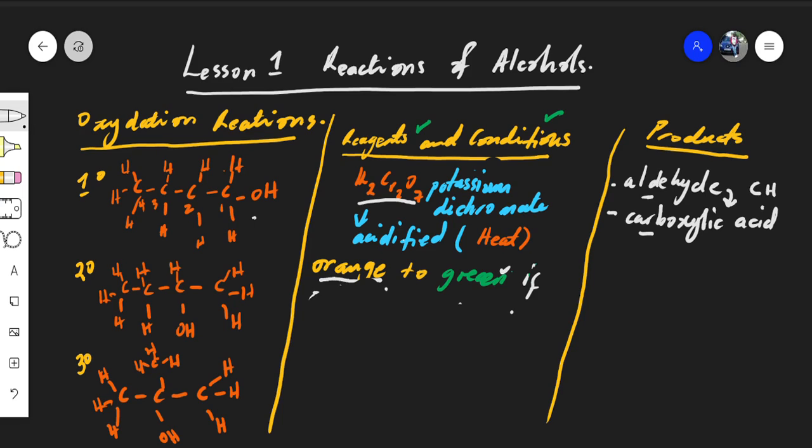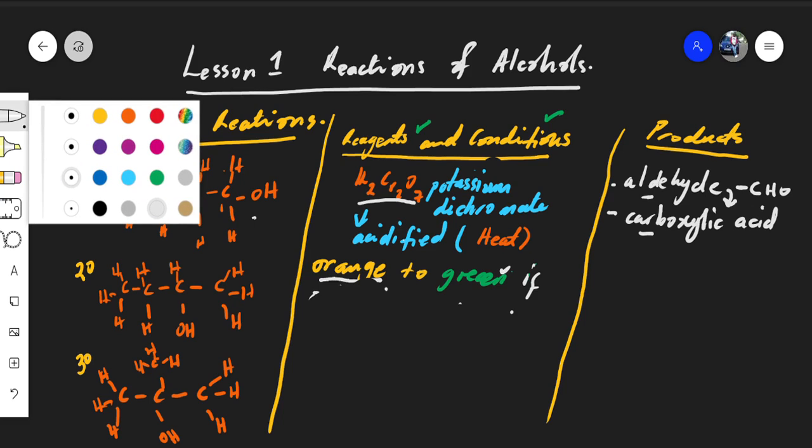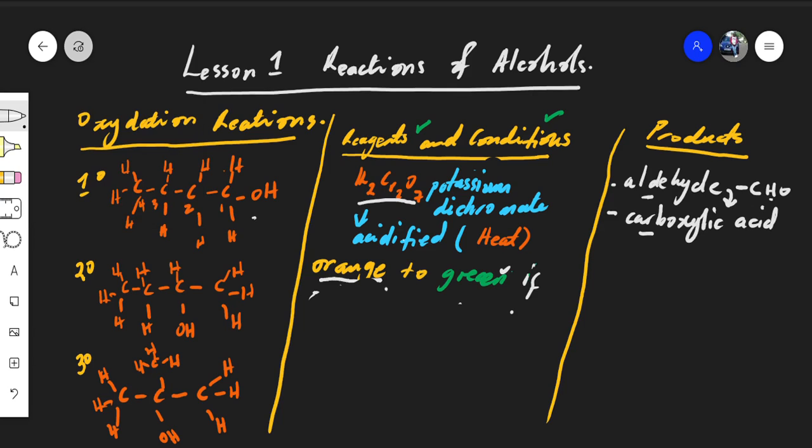This is the functional group. So it is CHO. And it is very important to put the functional group correctly. So it's not OH, because if you put it as OH, it becomes an alcohol. So it is actually CHO.